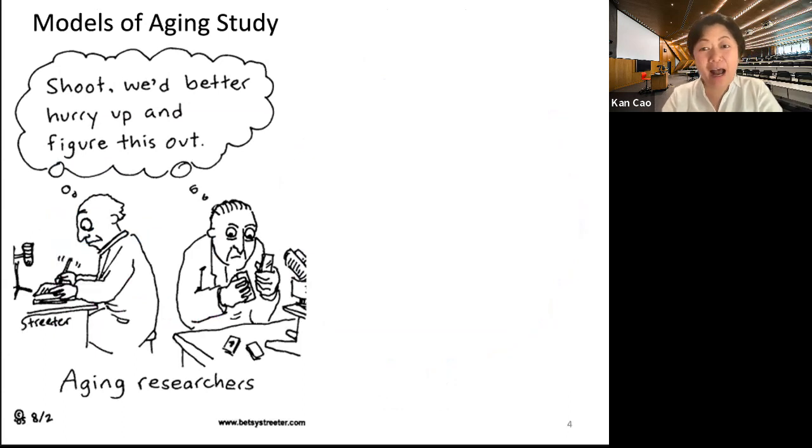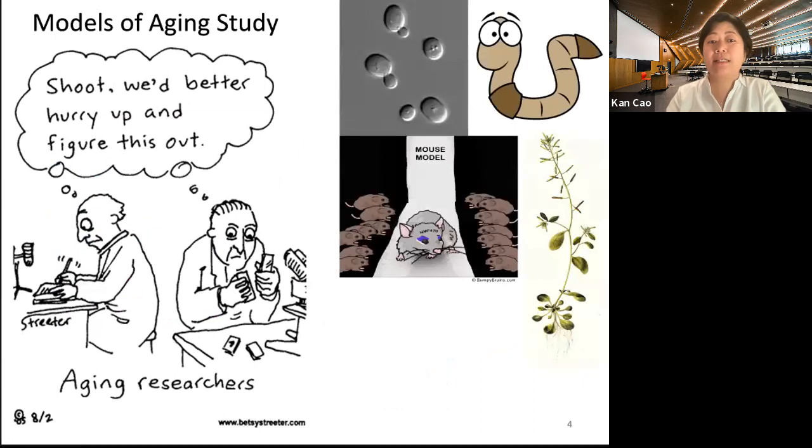I'm showing you a cartoon figure here. I really like it, showing you the challenge as an aging researcher. Obviously, studying human aging can be very time consuming. So that's why we scientists have developed model systems. So the common models, I listed a few, but there are many more. Here are like the yeast, a single cell, or worm. Or we can use animal models like mice or even plant.